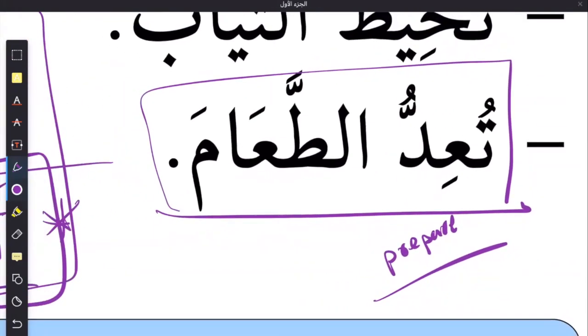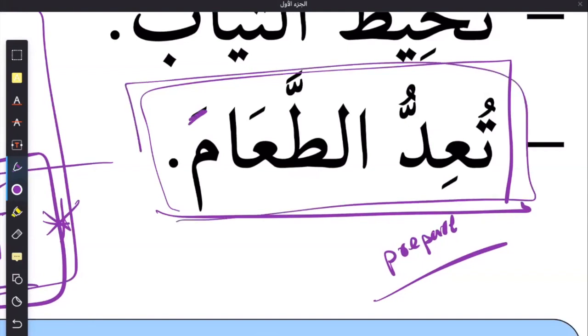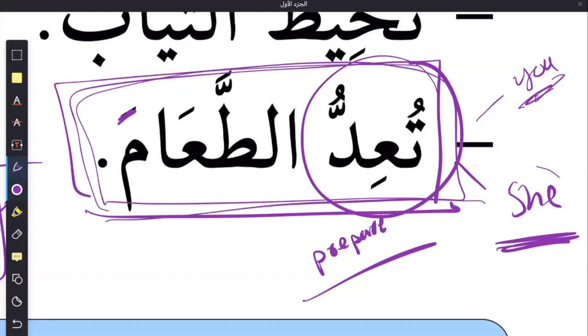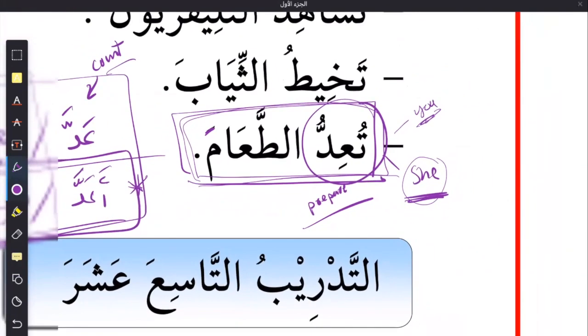تعد الطعام. And you know that this is not the subject because it has a fatha. So remember what I said, you have to find the subject. How do you know the subject? Is the ta'am the subject? No, it's not the subject. So we have to assume two things. The subject either would be you or she. So we can make a clever judgment that it is she. So she is preparing the food. We can say you are preparing the food. That's not going to be wrong if we don't have a context, but I think better would be she is preparing the food.